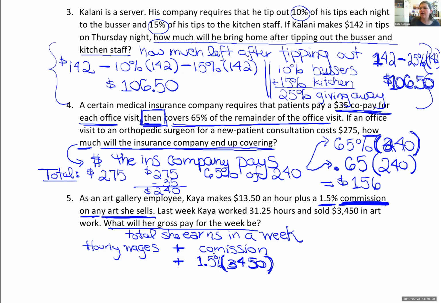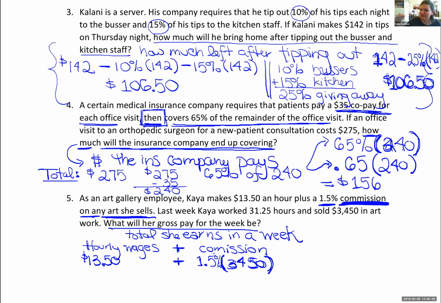Okay, now let's talk about our hourly wages. Well, how are you paid in hourly wages? You have an hourly rate, and you make that hourly rate every hour you work. So I need to hear her hourly rate and the number of hours she worked. So what's her hourly rate? 13.50. There you go.